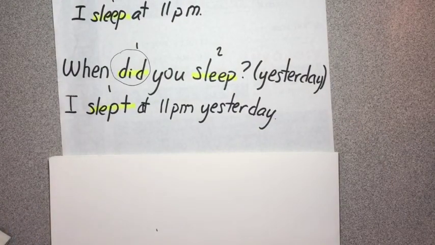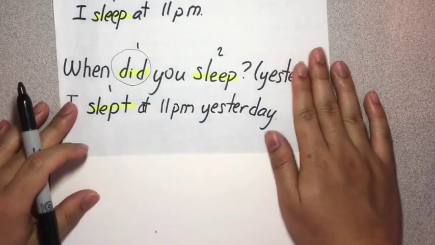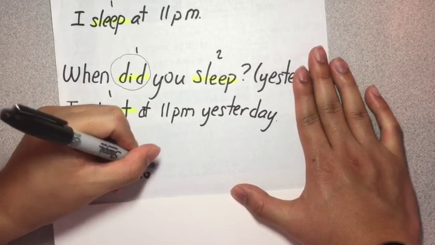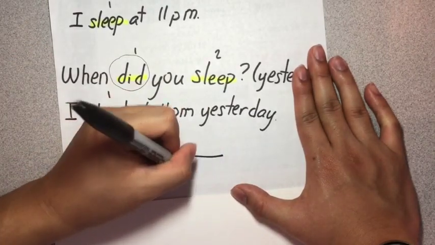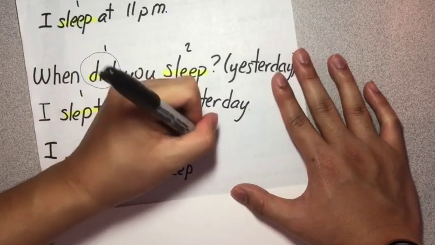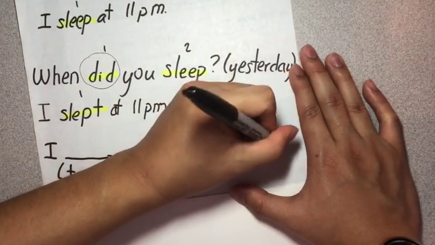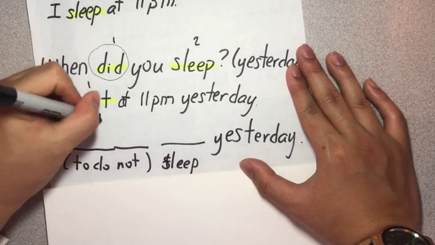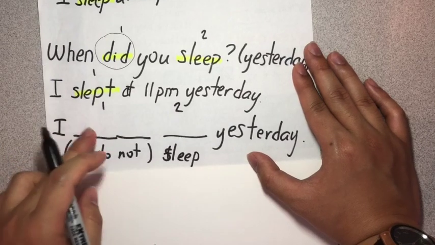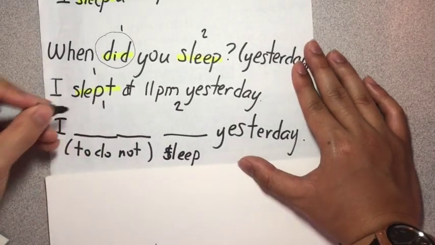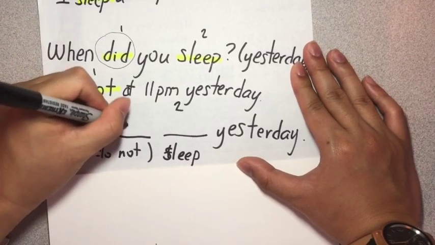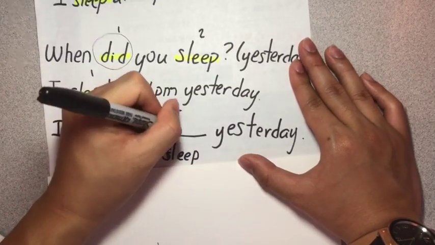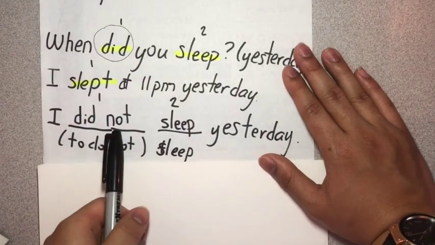So if I want to write the sentence to say I do not sleep, but for yesterday, I say I do not sleep yesterday. This is verb number 1 and this is verb number 2. We only write past tense for verb number 1, the first verb. So we write did not. I did not. Verb number 2, we do not change. It stays the same. So we write sleep. I did not sleep yesterday.